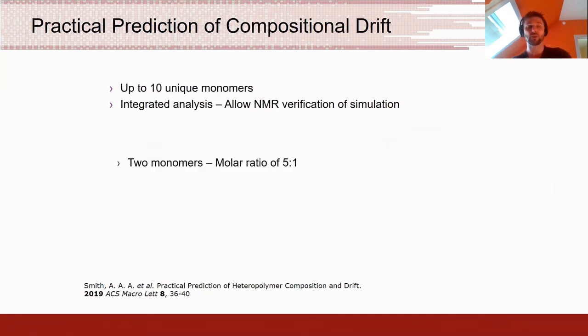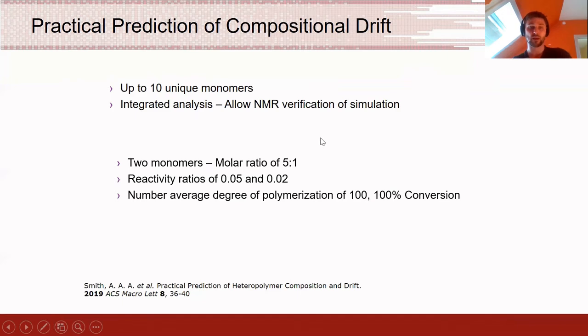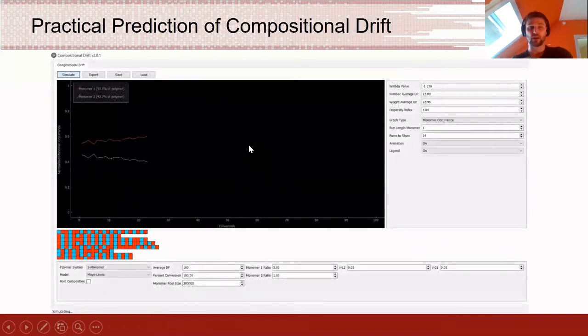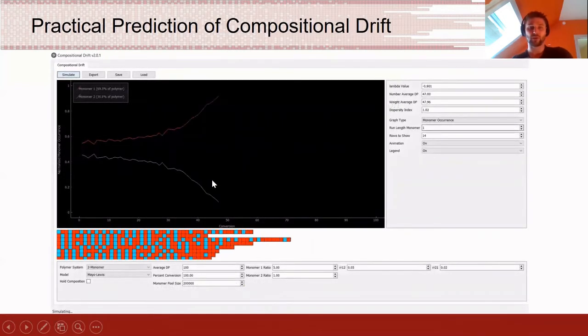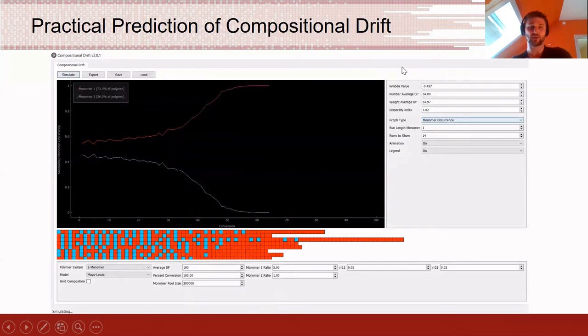And so the next one I'm going to show is a copolymerization with two monomers with a molar ratio of 5:1. Reactivity ratios of 0.05 and 0.02, so a fairly alternating copolymerization, and a number average degree of polymerization of 100 taken to 100% conversion. And these are kind of good numbers for the program to work in. So this is how it generates the diagrams I showed earlier on.